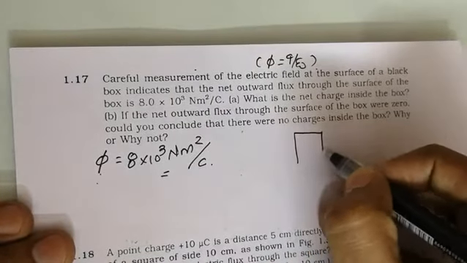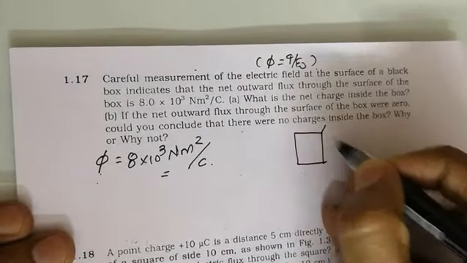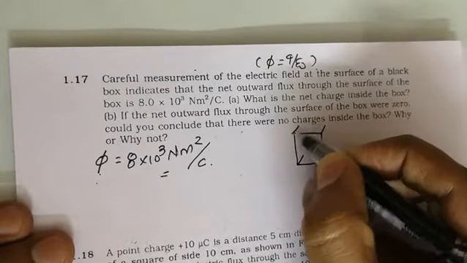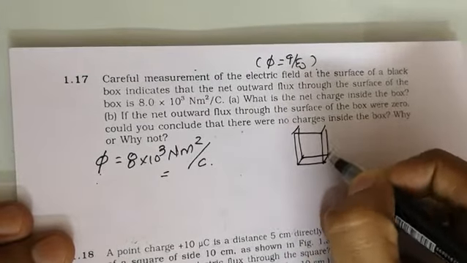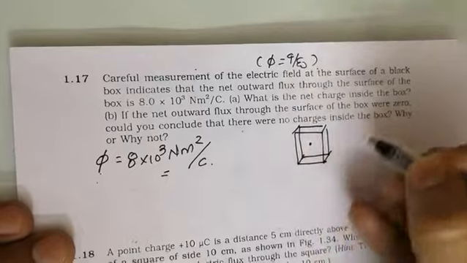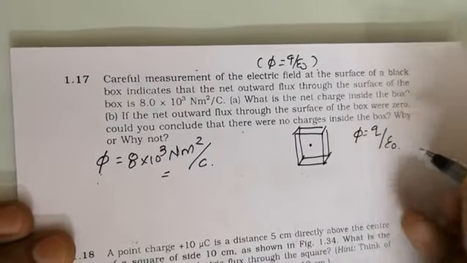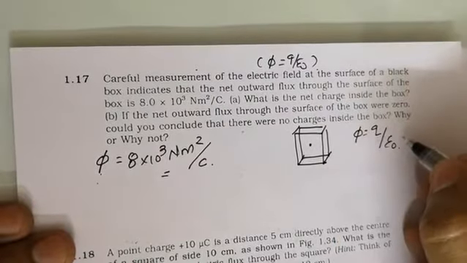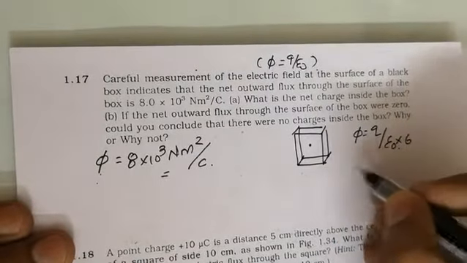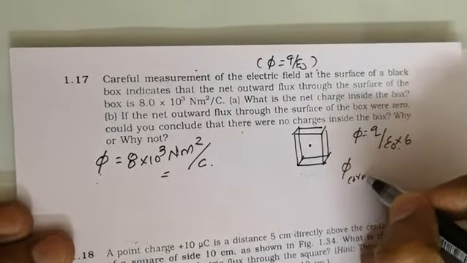In the class we discussed that whenever we have a cube and in this cube a charge is placed, we have a flux of phi equals q by epsilon 0. It has 6 sides, so multiply by 6 for each side.